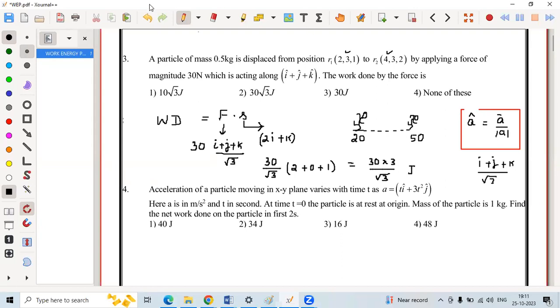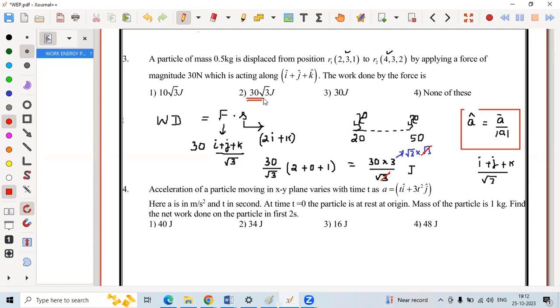3 can be written as root 3 into root 3. Then I can cancel root 3 and root 3. So the final answer is 30 root 3. This is the final answer. Right? Please make a note of it. It's a very, very important question.